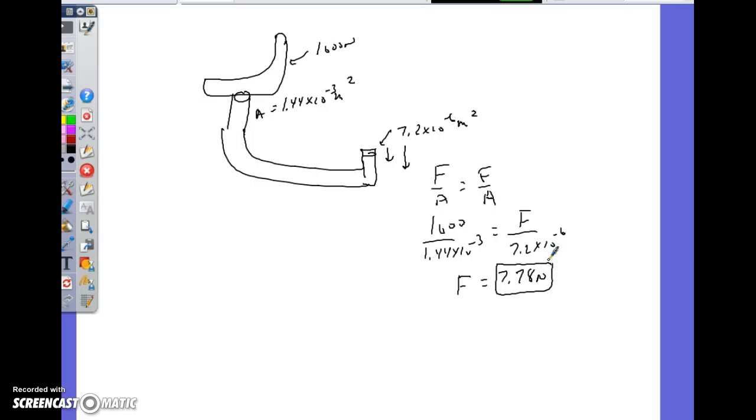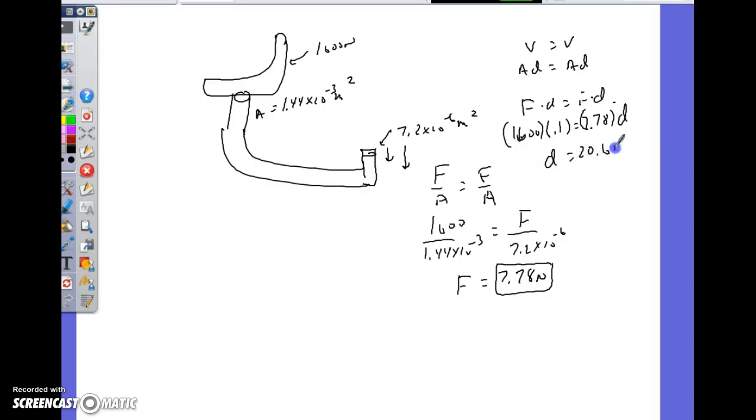Okay? Now if I want to figure out what the distance is, I can do volume equals volume, which would be area times distance equals area times distance, or I can use force times distance equals force times distance. I'm going to use force times distance equals force times distance. So that would be 1,600 times the distance of, when lifted, 0.1, is equal to the force, which is 7.78, times the distance, solving there. So I go 1,600 times 0.1 divided by the answer from the previous one, and I get the distance would be 20.6 meters. Yes, it took a long time for an old school dentist to get your chair up to where they could actually work on your teeth.